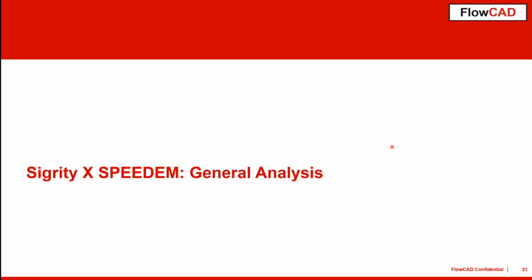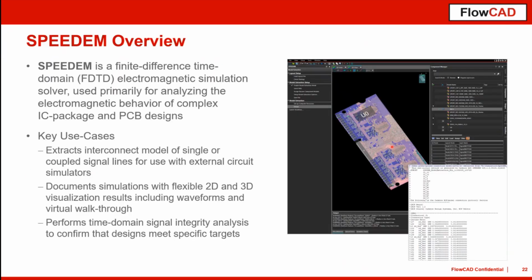So, okay, I think that was a very brief overview of these Aurora tools. Now I want to switch over to SpeedEM. It is quite a different tool because here we have a so-called FDTD solver. That means we have a finite difference time domain solver, which is doing some transient analysis. So it's a little bit different from the other analysis.